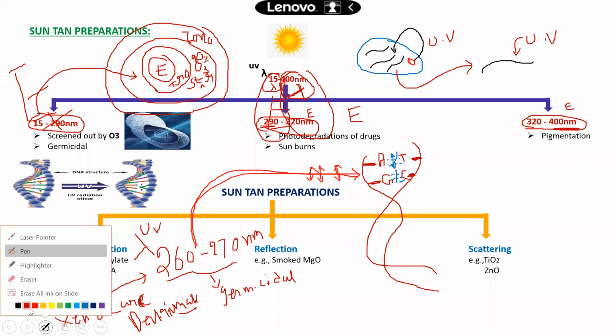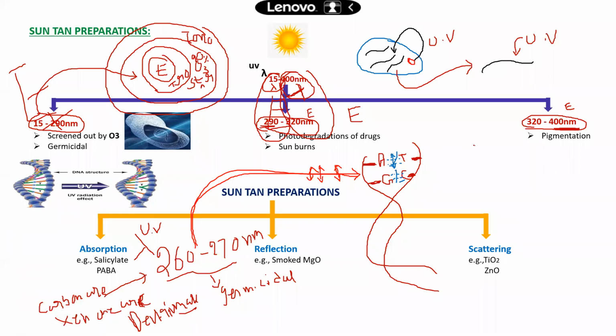Observe this one. This is the adenine. This is the guanine. This is the thymine. This is the cytosine. Okay, the bonds are broken down.